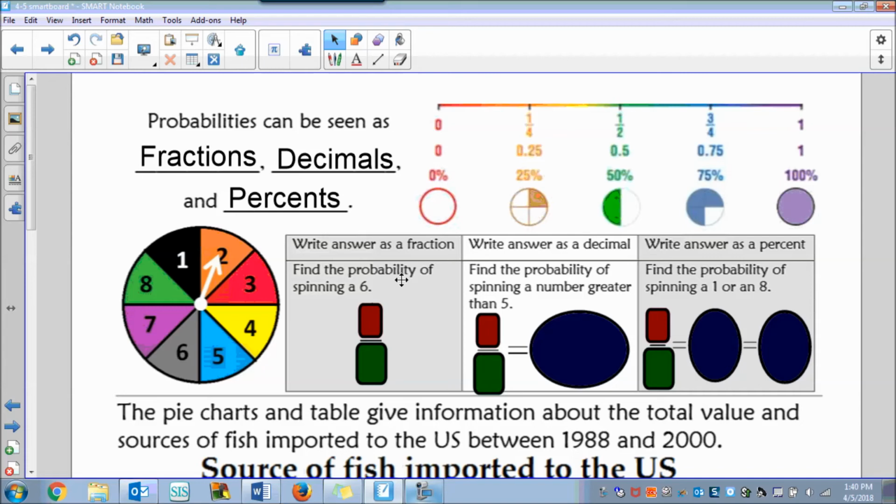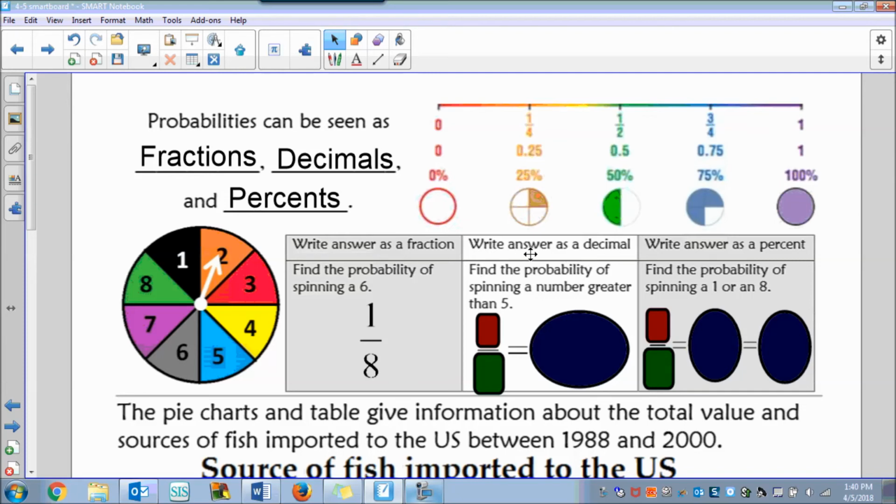So, when we're trying to find the probability of spinning a 6 on this spinner, we have 8 possible options. That's our total number of outcomes. And there's just one 6 on here, so it's 1 out of 8. We're trying to write this as a fraction, so we're done with that one. 1 out of 8.